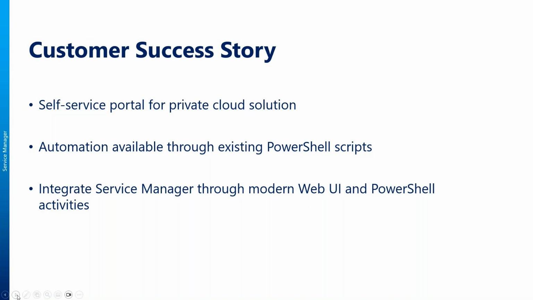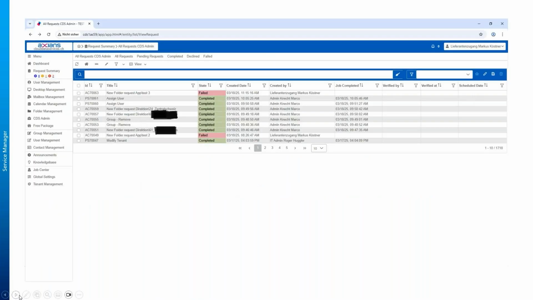Just have a little screenshot for that here, where you see the UI, where you can see the requests. This is the admin view at that point, where the admin sees all the requests that have been performed. And you see something like assign user, or remove a group, or create a folder, or something like that. Such a request has been realized there.